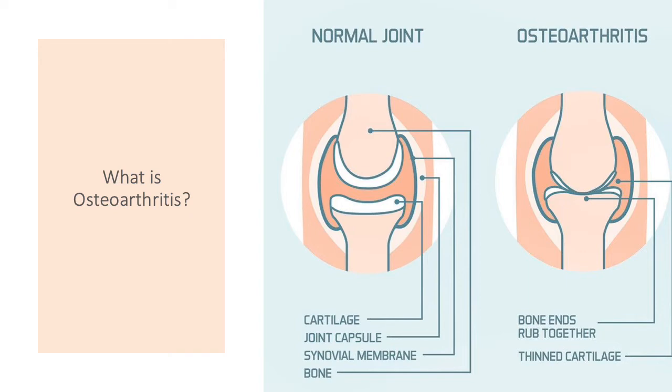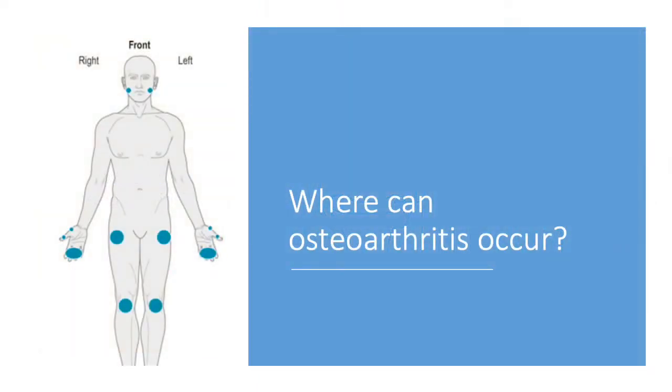What is osteoarthritis? Osteoarthritis is the wear and tear of joints that can lead to pain, stiffness, and swelling. Most commonly in your hands, specifically at the base of the thumb, fingers, elbows, hips, and knees.